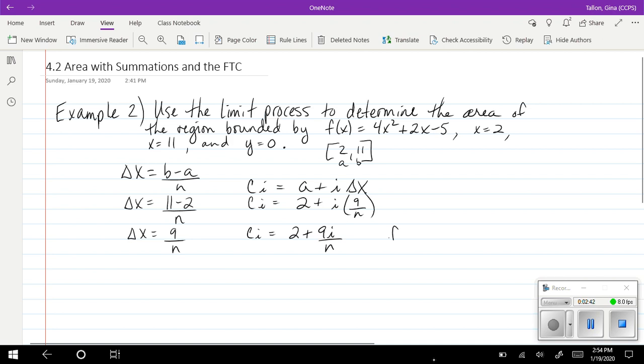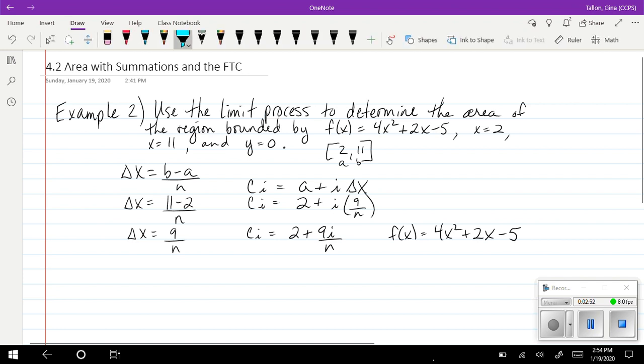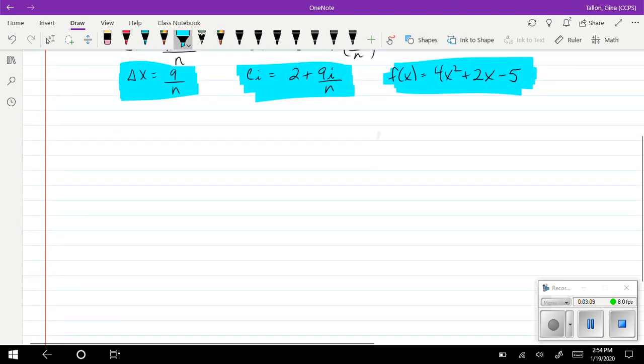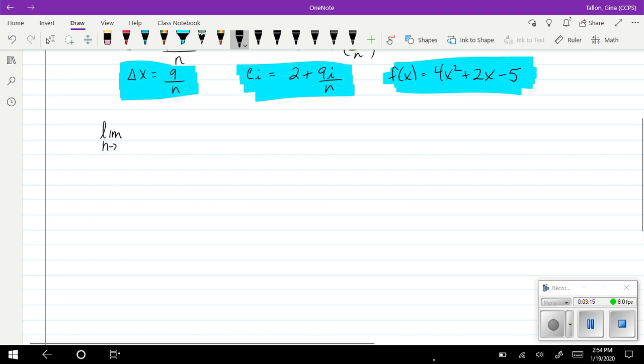Okay, I'm just going to rewrite my function here. f of x equals 4x squared plus 2x minus 5. These three pieces of information right here that we have, the delta x equals 9 over n, the c sub i equals 2 plus 9i over n, and the function itself, f of x equals 4x squared plus 2x minus 5, are going to piece together and make up my limit process that the question is asking me to use. So here we go. I am looking for the limit as n approaches infinity of the summation as i goes from 1 to n of, big brackets, f of c sub i delta x. And I'm going to fill everything in here.